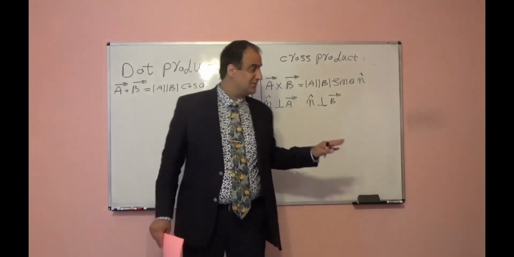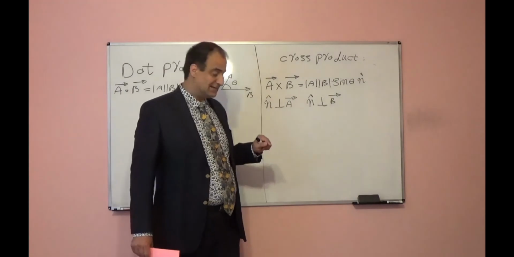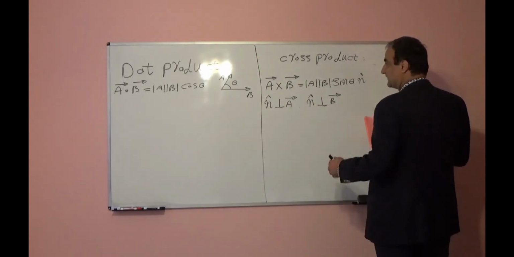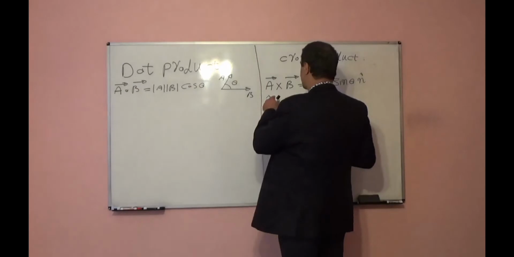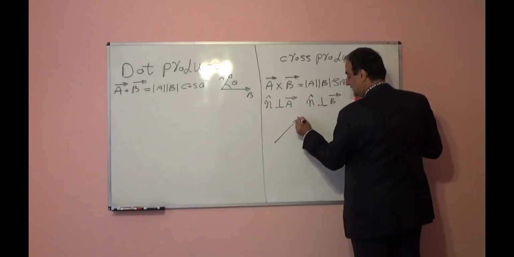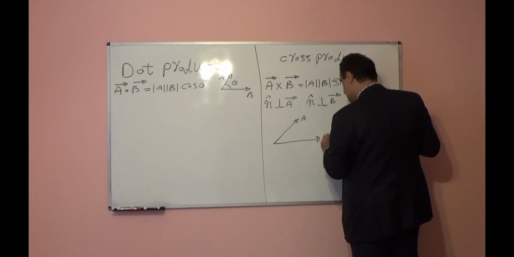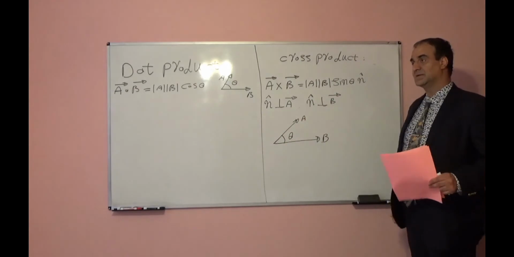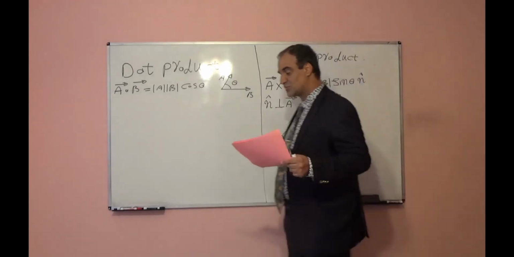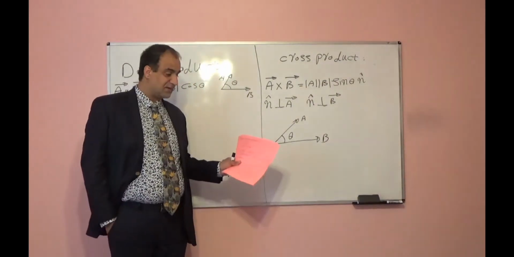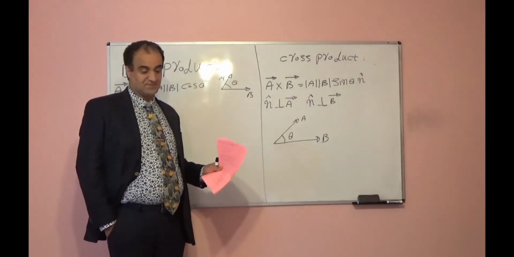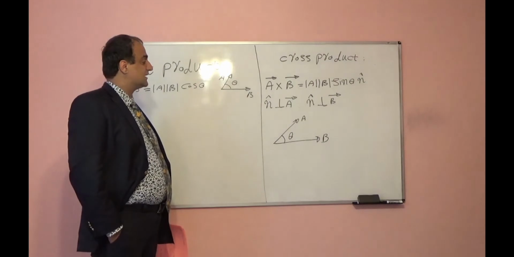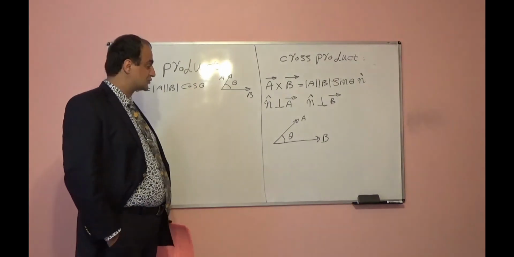The vector will be perpendicular to A and B. How can we find the direction of that? If the answer of A cross B is a vector perpendicular to the AB plane, in that case that vector should pop out from this whiteboard or pop into this whiteboard. How will we recognize the direction? The direction we will find using the right-hand rule.